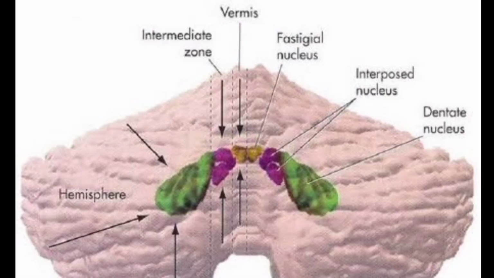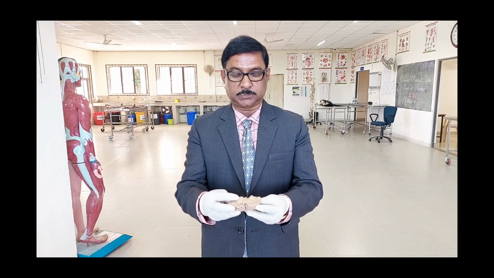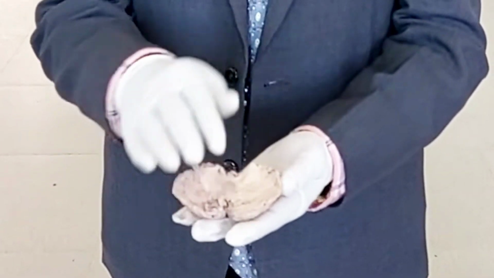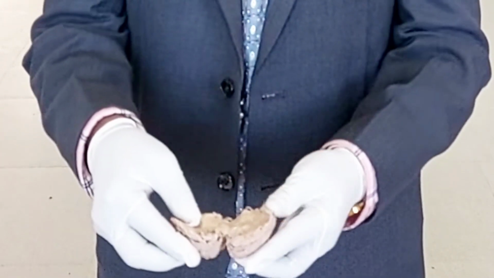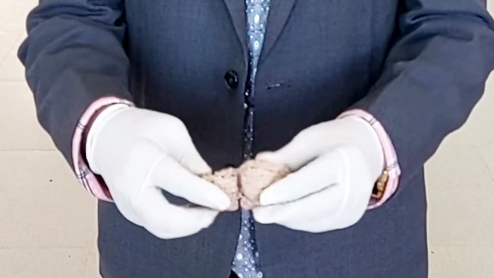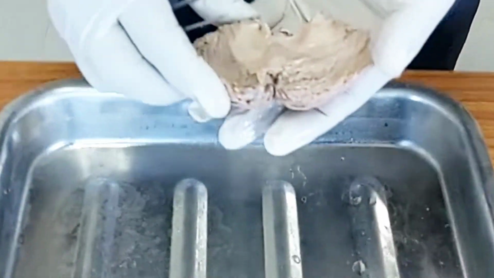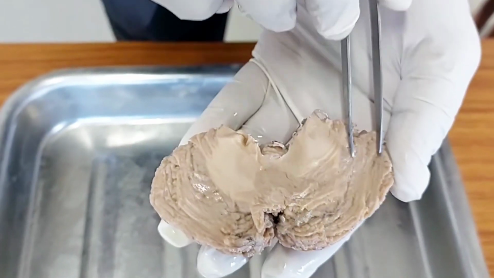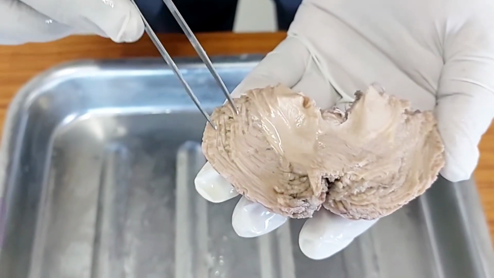Today I will show you some deep cerebellar nuclei. This is a cut section of the cerebellum, cut transversely in this way. The upper part is not there, the lower part is there, because this is the vallecula on the inferior surface. So we can see now the interior of the cerebellum. This is one part outside.